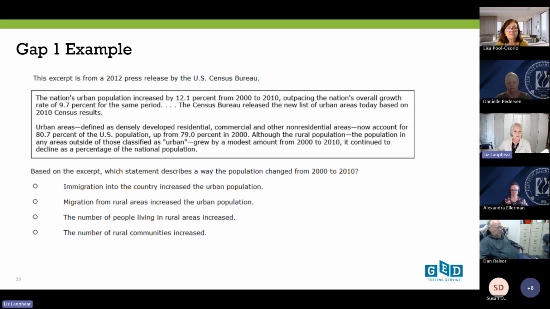Here's an example. I'll go ahead and let you guys read it for a second, and then we'll talk about it.